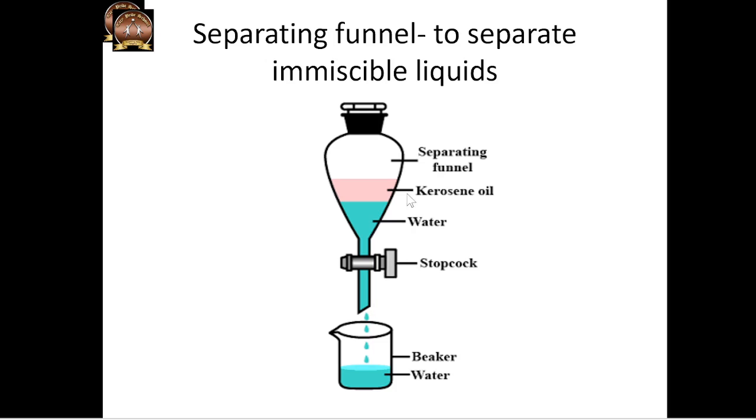So you close the stopcock and then you pour your mixture of oil and water into the separating funnel. You allow it to stand for some time. It will separate into two different layers. Once the immiscible liquids have separated into different layers, you gradually open the stopcock and allow the water to flow down. As soon as the water has completely separated and only the oil is remaining in the funnel, you close the stopcock, and thus you have achieved the separation of water from oil.